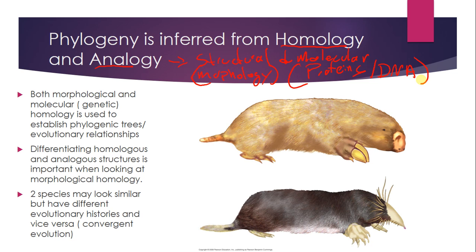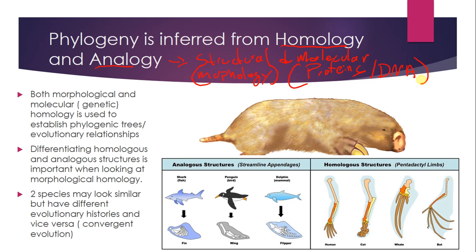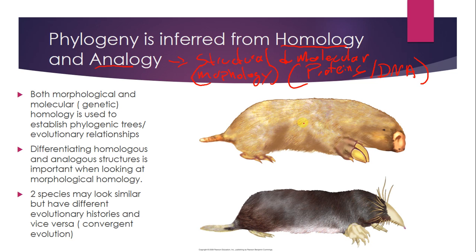Differentiating homologous and analogous structures is really important when looking at morphological trees. So for example, just because these two moles, or types of mole, look the same, so they are similar morphologically, doesn't mean that they are very closely related. In fact, these two organisms are pretty distant, diverged like 20 million years ago, pretty distant relatives.